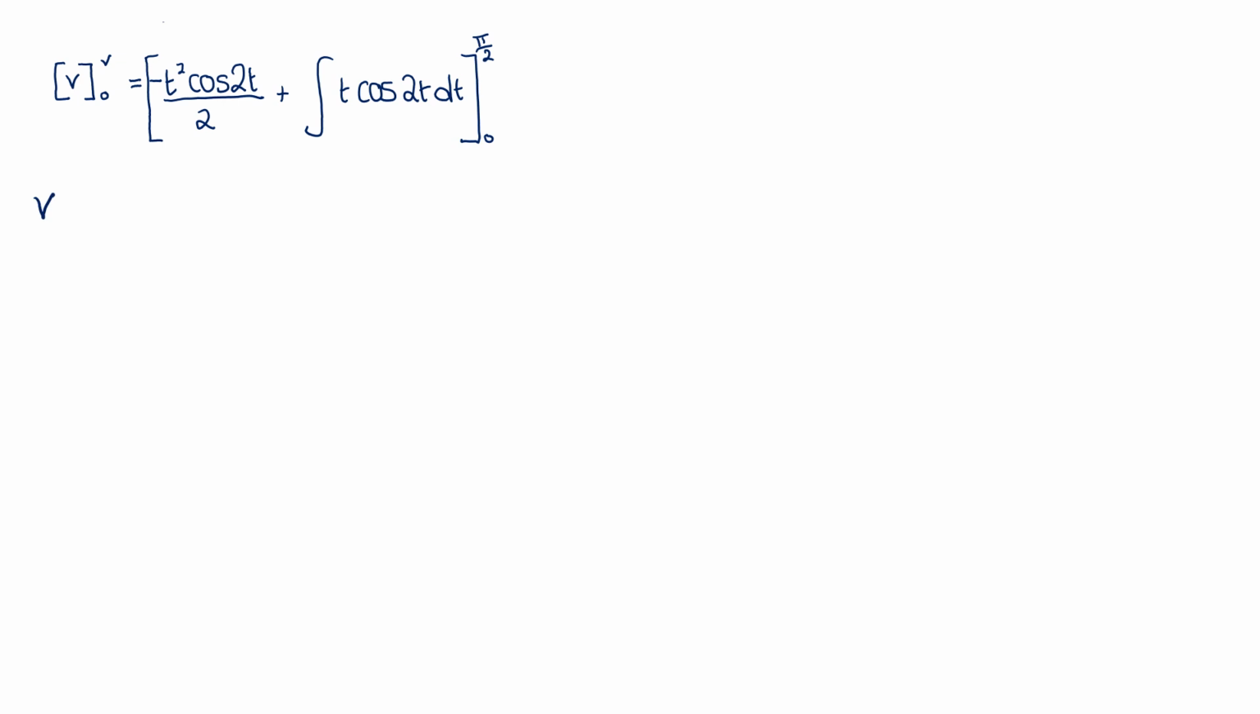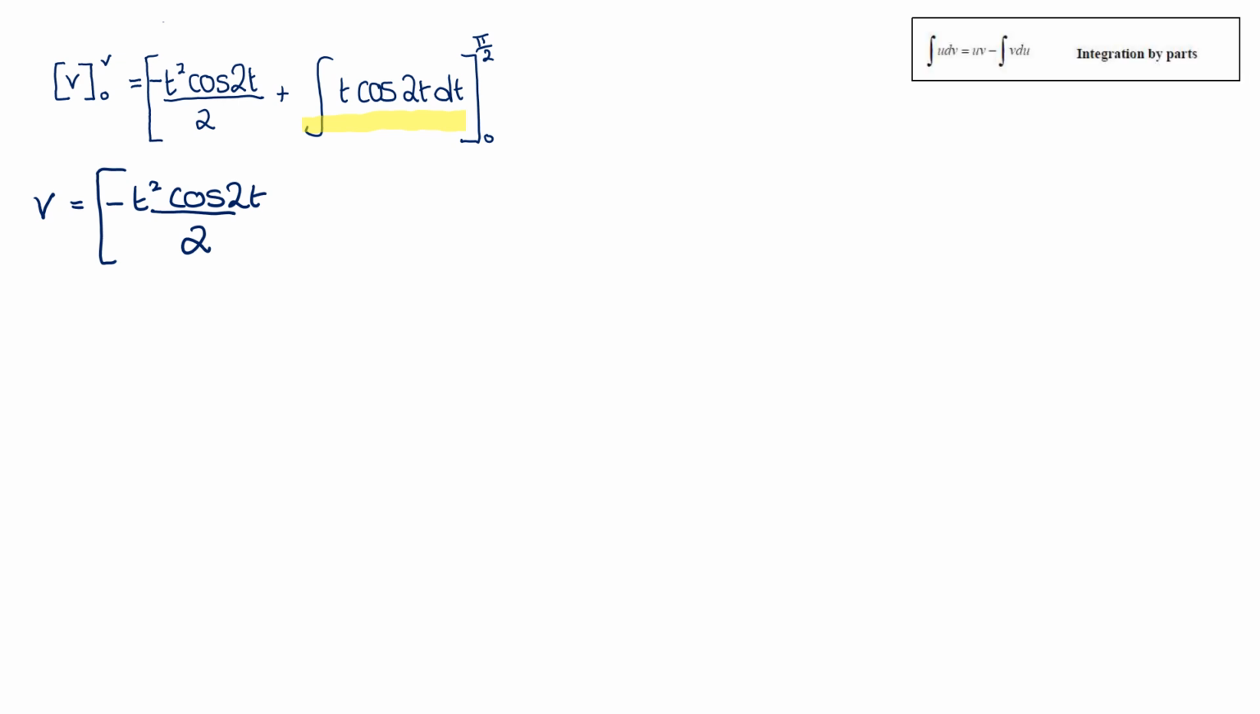So the left-hand side is going to be v minus 0, which is just v. We still have that minus t squared cos 2t over 2. And I'm going to look at that second part of the right-hand side. So this bit here, and that is going to need integration by parts again. So let's look at LIATE. We have a t, which is algebraic, and we have a cos 2t, which is trigonometric. So we are in the right order. So let's take a look at t cos 2t dt.